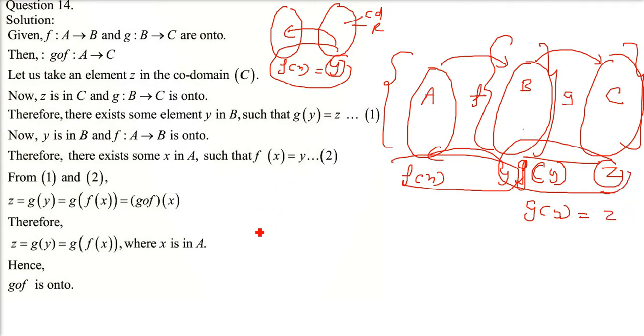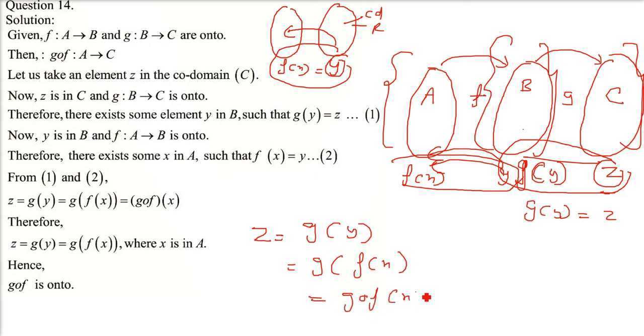f(x) equals y is for onto of function f. g(y) equals z is for onto of B to C. So z equals g(y). This is already from the second part we have taken. What is y? You can put f(x). So what is g of f(x)? Which is g∘f(x). So we started with z, then we went to g(y), and with y we went to f(x), and we put it here and we found g∘f(x), and which is onto.